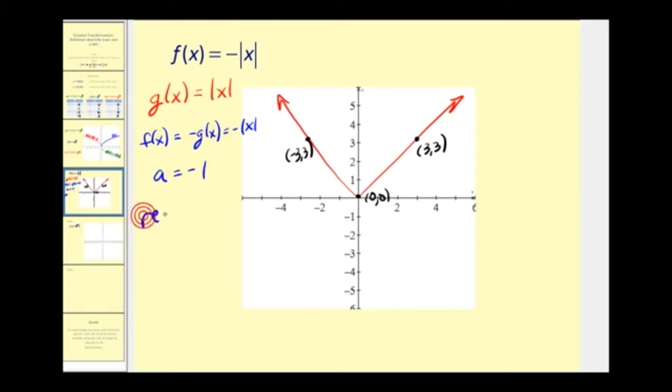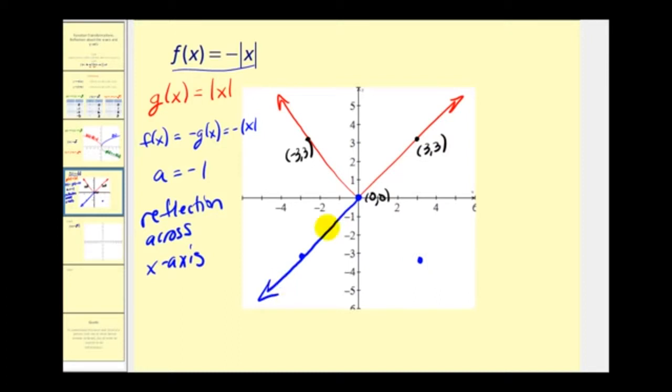Therefore, it's a reflection across the x-axis. So instead of opening up, the given function will open down. So we can just change the sign of these y coordinates. So we'd have the point -3, -3, still the origin, and then 3, -3. This would be the graph of f of x equals negative absolute value of x. Again, the original is in red, and the transformed or reflected graph is in blue.